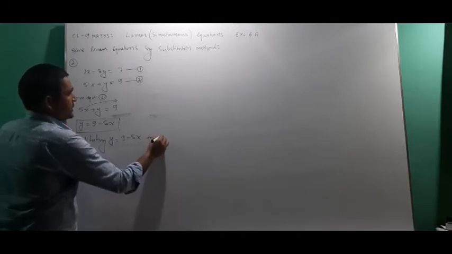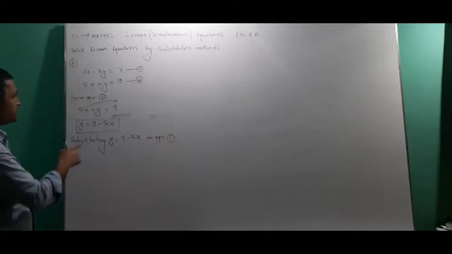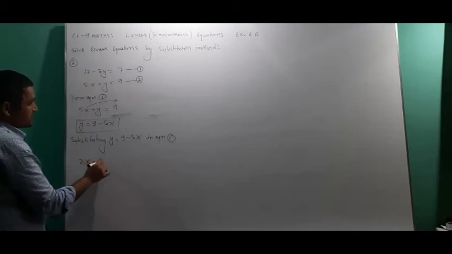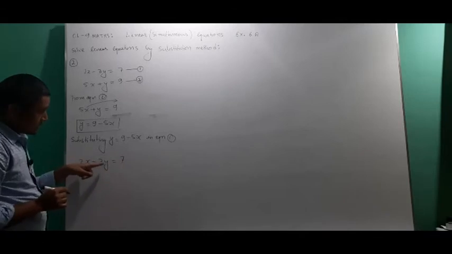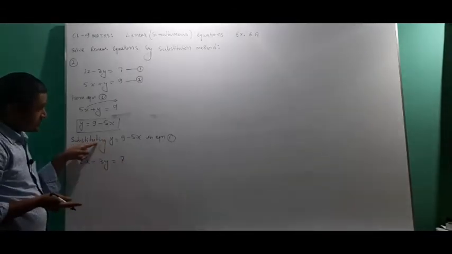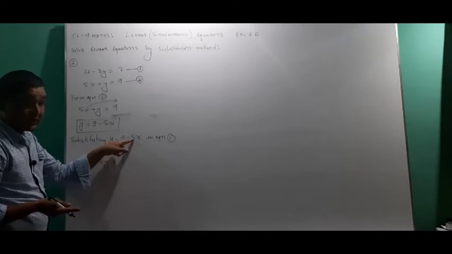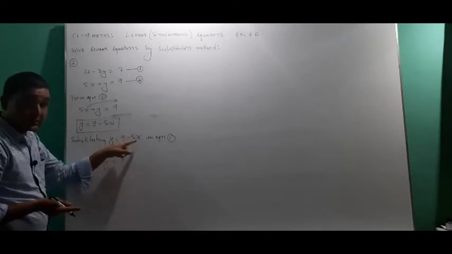In equation 1. Okay. Now let me write equation 1 first. Equation 1: 2x minus 3y equals 7. Now replace this y by its value. Substitute means replace this y by its value. What is the value of y? 9 minus 5x. Now we are going to write 9 minus 5x in place of y.